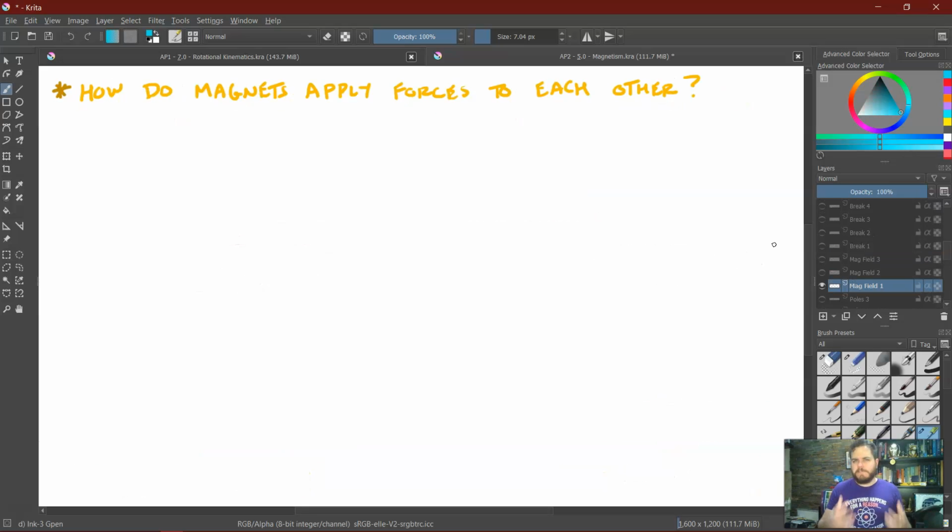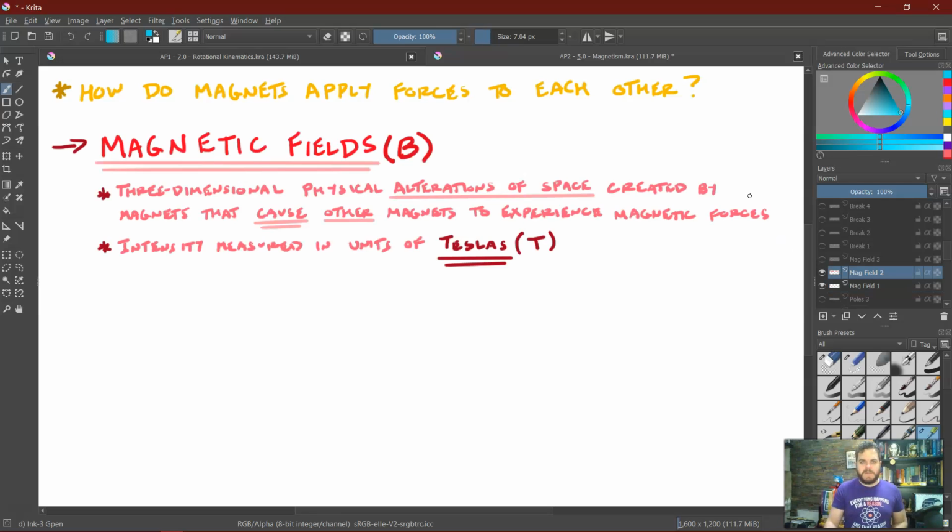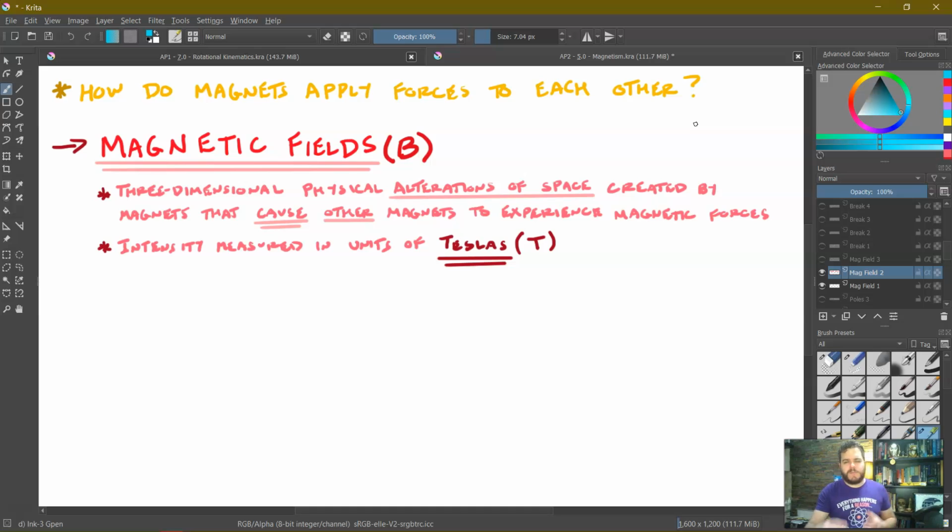Well, how are these magnets attracting and repelling each other? How are they applying forces to each other without coming into contact? Well, much like gravitational forces and electric forces, magnetic forces are based in, in essence, magnetic fields. These magnetic fields are three-dimensional alterations of space created by a magnet that cause other magnets nearby to either feel attracted or repelled due to their presence in this field.